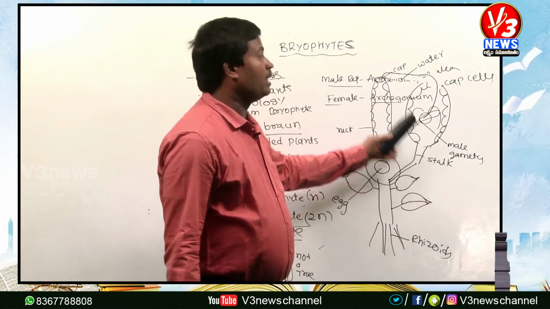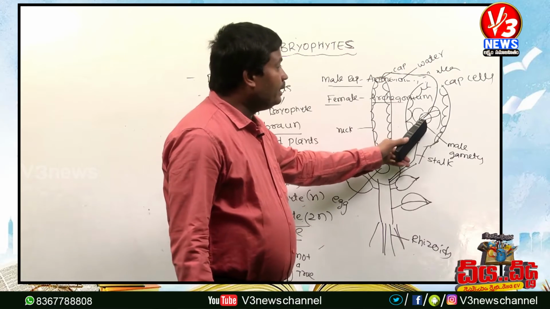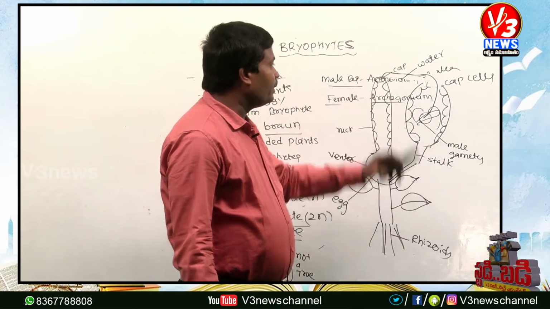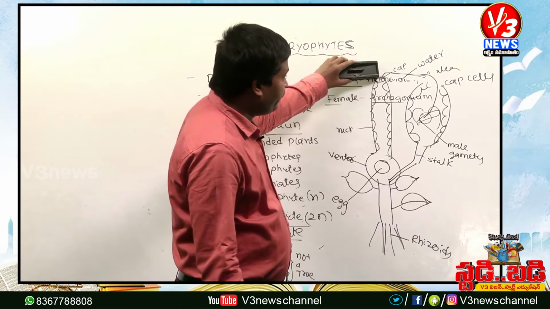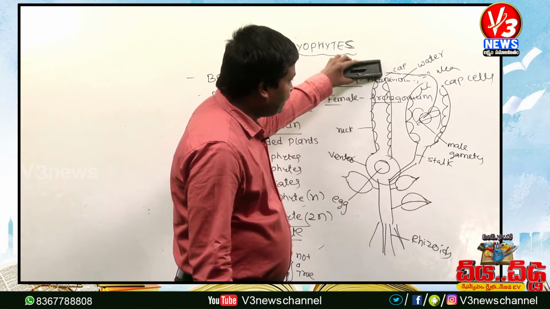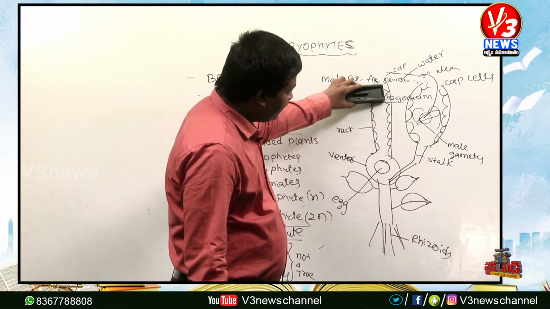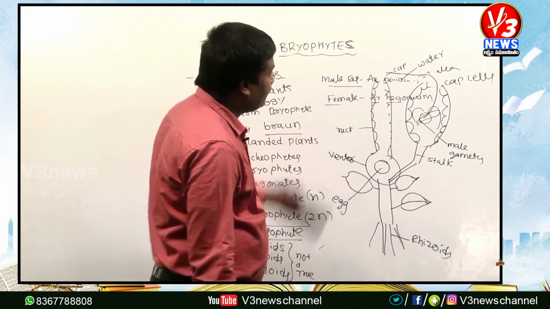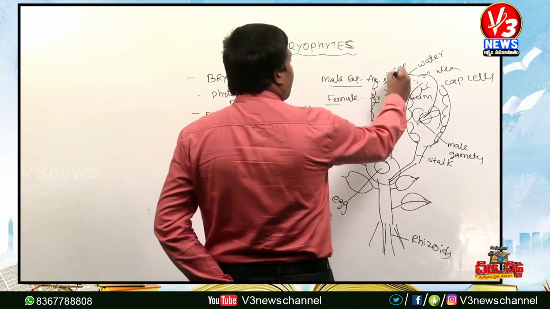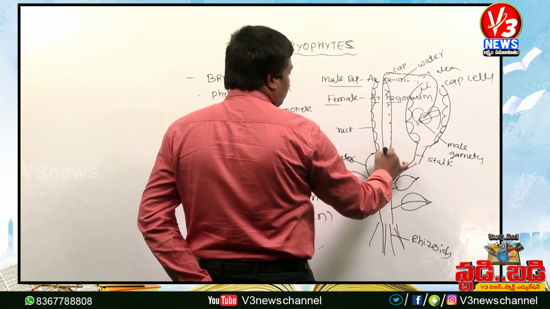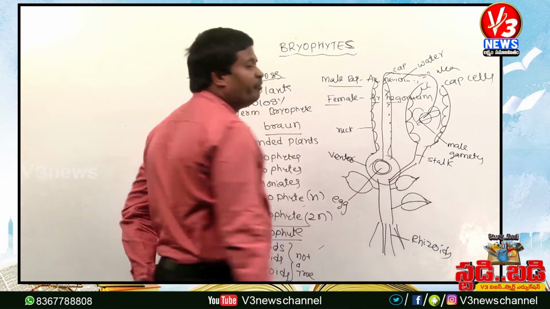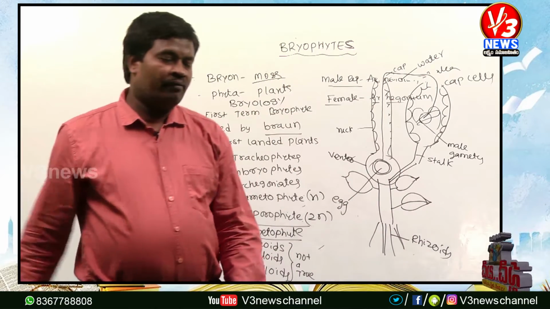Flagellated male gametes, the antherozoids, are released from the antheridium and later reach the archegonium. At the tip of the archegonium, the neck cells and neck canal cells degenerate. Then the male gametes reach the venter of the archegonium.